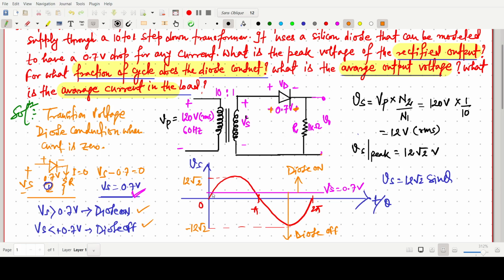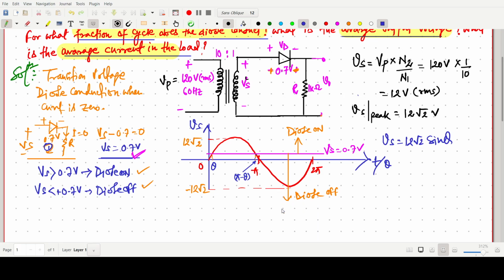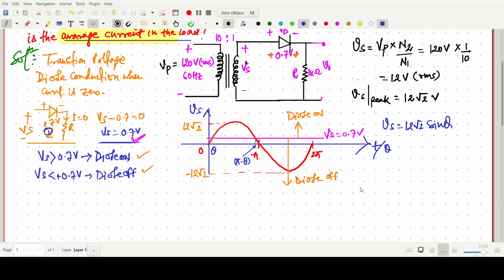So for the output waveform, these are intersecting at this point. I am calling these points T1 and T2, or better to write theta. This point is the theta point, and this point is the pi minus theta point. The other points we are not interested in too much. This can be easily found by writing an equation like 12 root 2 sine theta equals 0.7.